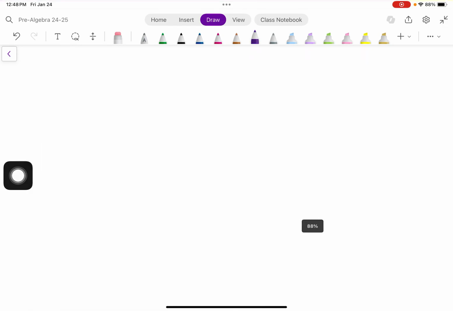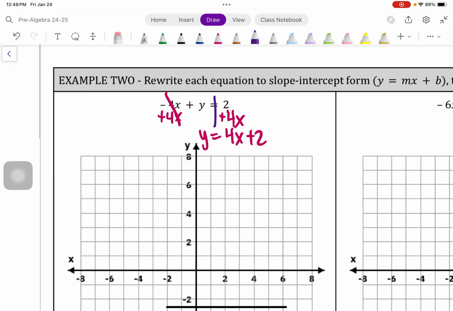Did I give you a spot for M and B? Nope. M is 4, and I'm going to write that 4 over 1, and B is 2, just so I can easily see my rise and my run.